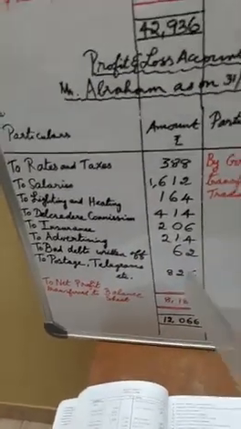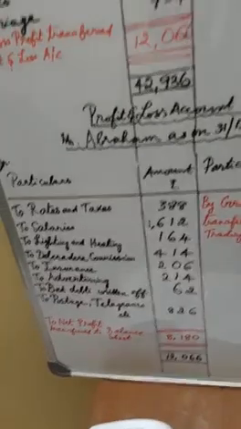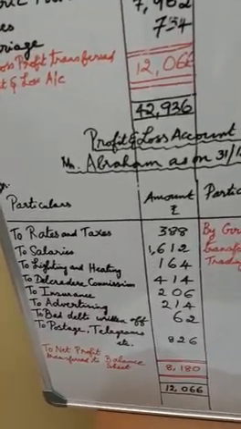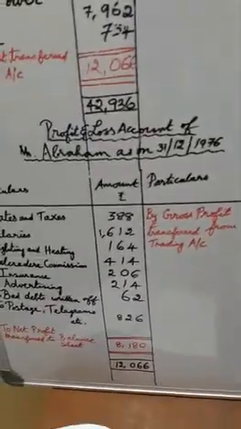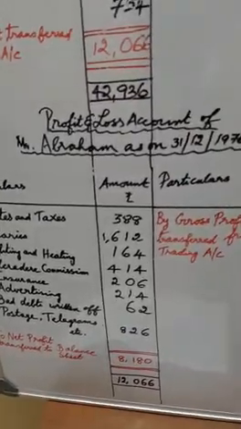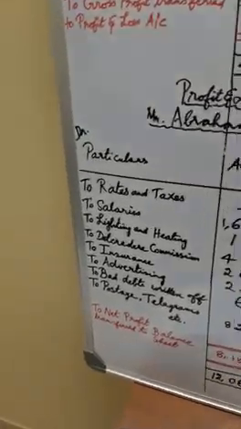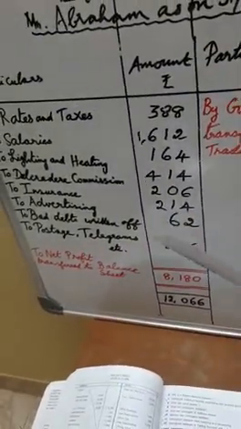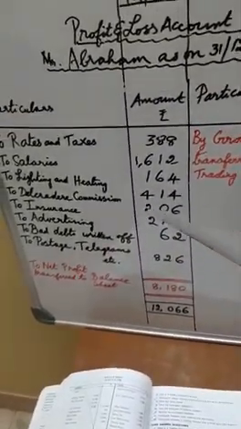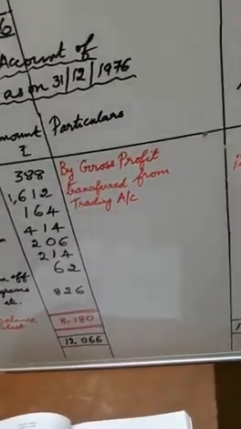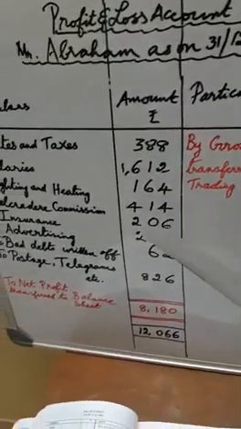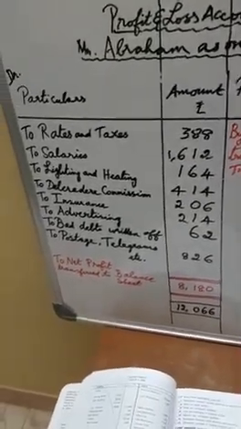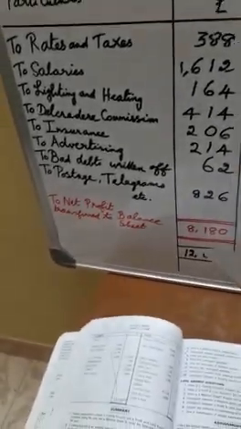Now we have to balance. Balance means, as in trading account also, we have to find the difference between the debit side and the credit side; that is called balancing the account. So here also we have to find the difference. Add all these amounts on the debit side, then subtract that total from 12,066. You will get 8,180. That is called the net profit.